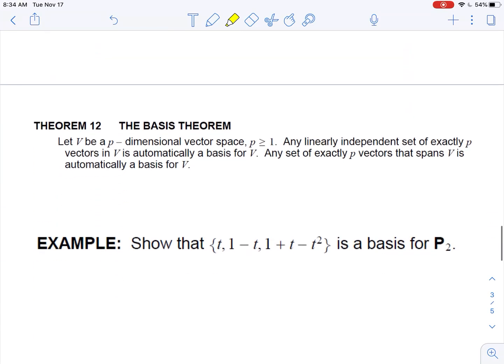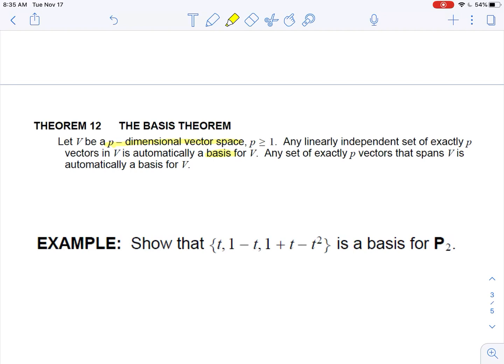Okay, so then what is this saying in terms of theorem 12? We're looking at this as the basis theorem. We're saying that if V is p-dimensional, so we're defining the dimension of the vector space as p, and it's greater than or equal to 1, then any linearly independent set of exactly p vectors in V is automatically a basis for V. And again, this makes sense in terms of our definition for basis.